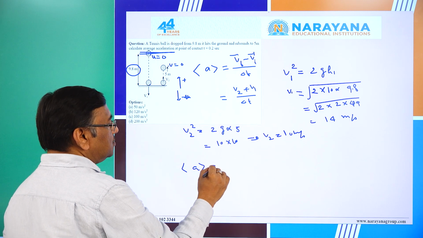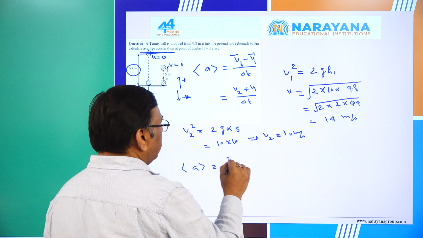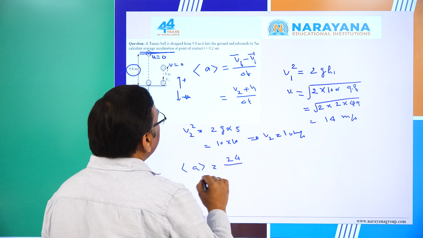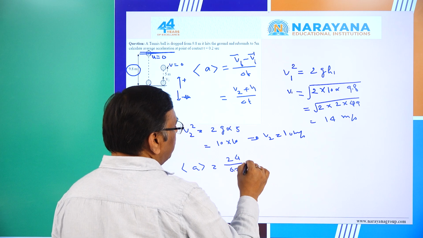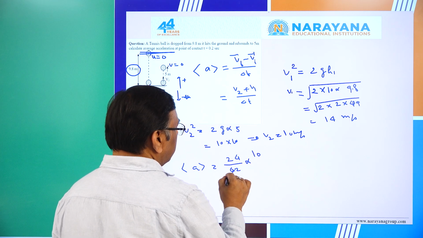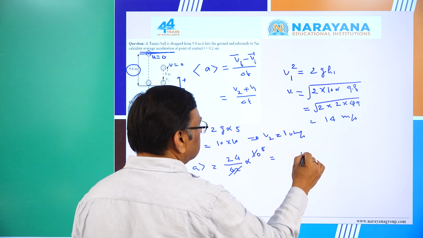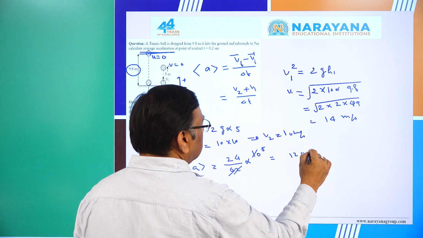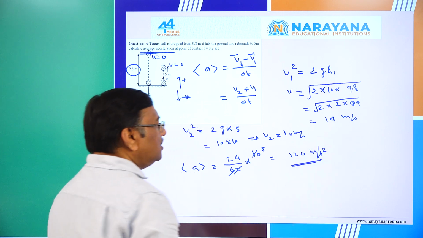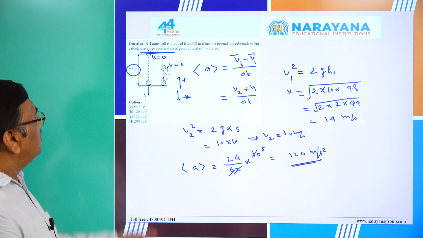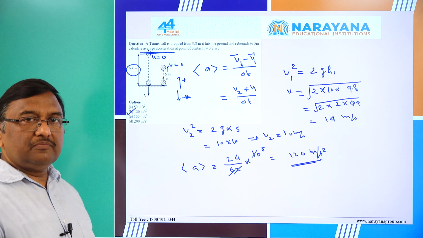If my V2 is known as 10 meter per second and V1 is 14 meter per second, what is my average acceleration? So easy, isn't it? V2 plus V1 is 10 plus 14, so I can write directly 24, divided by the time of impact, which is given to be 0.2. If I make it 0.2 multiplied by 10, it cancels out, and here it is going to be 5, and 5 into 24 is 120. So 120 meter per second squared should be your average acceleration. So B should be the right answer for this question.